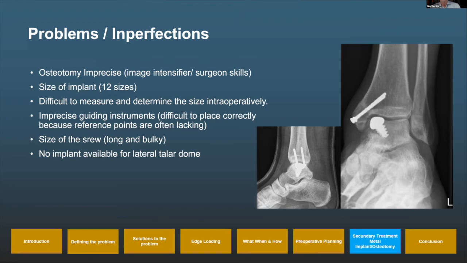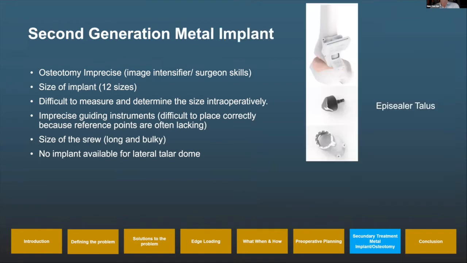During the surgery, it was difficult to measure the size and where to place the HemiCap exactly, because the anatomy is distorted, because you have this defect, the cartilage is distorted, and so it's not so easy to recognize the contour exactly of how to place it. The guiding instruments likewise were imprecise. The size of the screw, as you see, is quite bulky. I was always afraid to end up in the subtalar joint, and there was no implant available for the lateral talar dome, only for the medial talar dome.